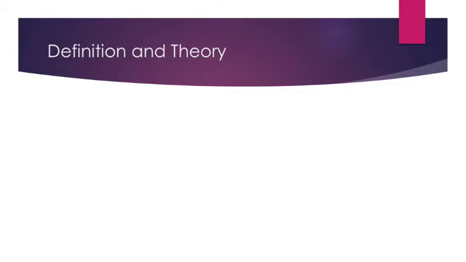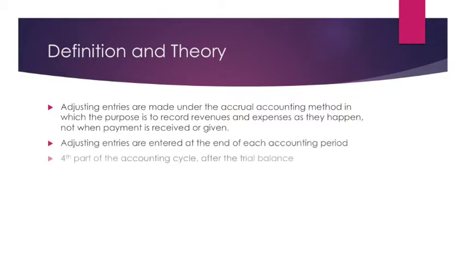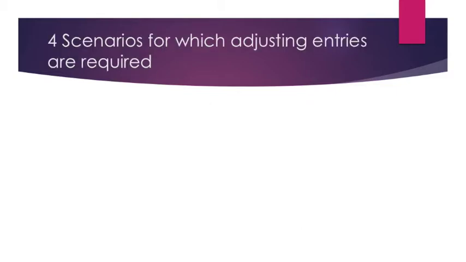The first thing to discuss is the theory behind adjusting entries. Adjusting entries are used under the accrual accounting method, in which you would enter them after constructing your trial balance at the end of each period. Essentially, the point of these entries is to get a better idea of your liabilities and asset balances at the end of each period. The 4 scenarios that adjusting entries are required for are as follows.